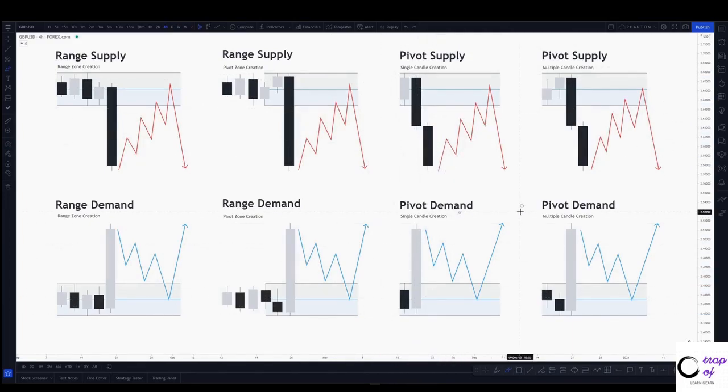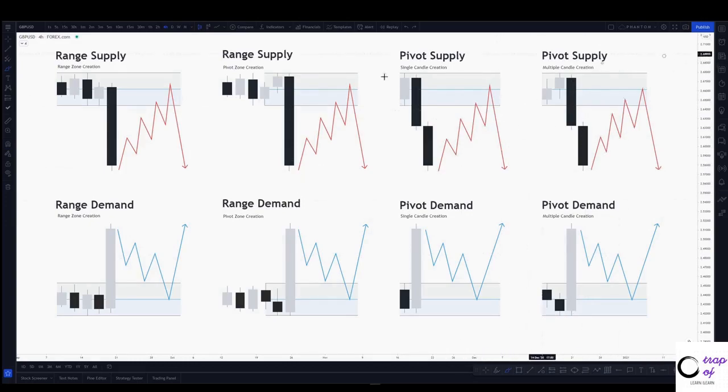We can also take that a step further if there are multiple candles that create that overall pivot in price. In this example, we have 2 bullish candles before the bearish expansion to the downside, so we would be able to mark out our zone using both of those bullish candles. And on the flip side for demand, we would use the 2 bearish candles to mark out our zone after we get a bullish expansion out of that pivot.